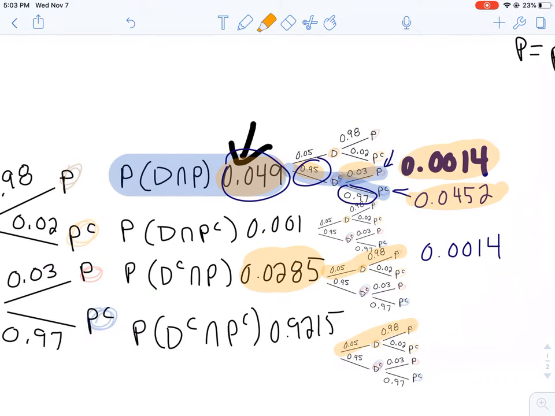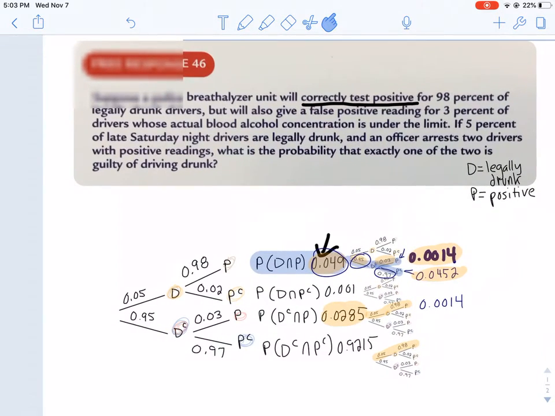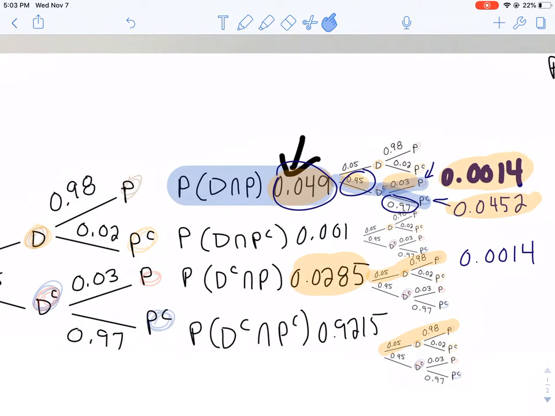But again, we got one more person testing positive here. So I do care about that. As it's saying, the probability that if you arrest 2 drivers with positive readings. So again, this person got arrested and they had a positive reading. This person got tested, they had a positive reading. And this person got arrested and had a positive reading. So we're going to calculate that as well. 0.9215 times 0.05 times 0.98. And we get 0.045.